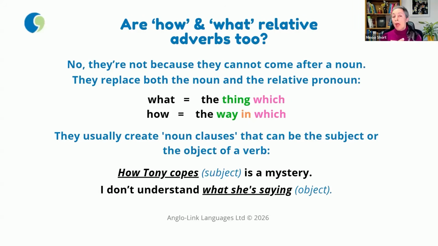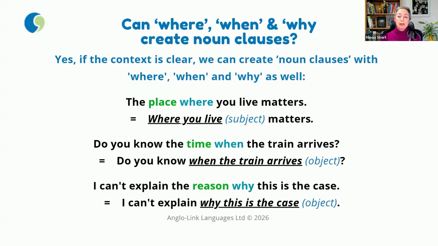For example, how Tony copes, this is the subject of the sentence, is a mystery. Or, I don't understand what she's saying. Now, that's the object of the verb understand. So these are two very special words. Be careful with them. So the final question I often get is, how about where, when, and why?